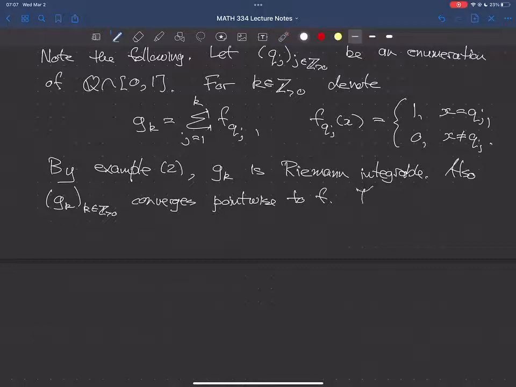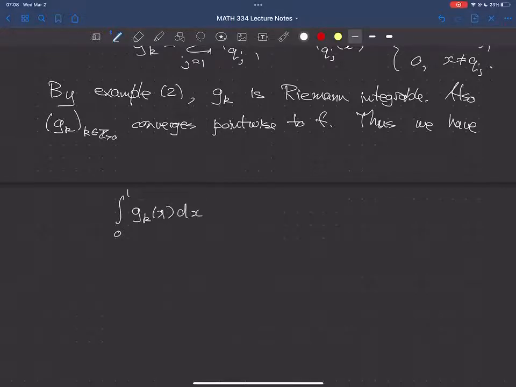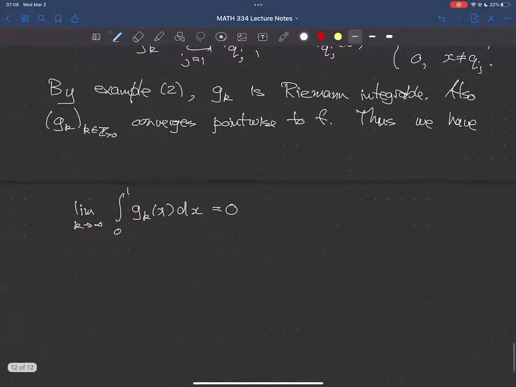Okay, so thus we have, okay, so we can calculate the integral from 0 to 1 of g_k of x dx for every k, and that value is 0. And so certainly the limit as k goes to infinity of this is equal to 0. Okay. Now let's imagine writing the same expression, but now with the limit inside. The integral from 0 to 1 of the limit, and now okay, so now I mean the pointwise limit, right? So you fix an x and then take the limit as k goes to infinity.